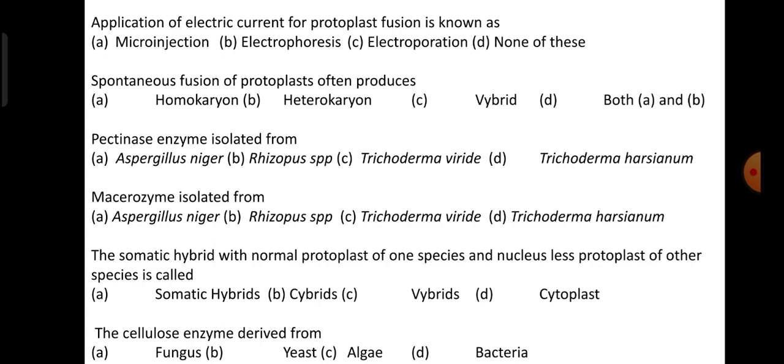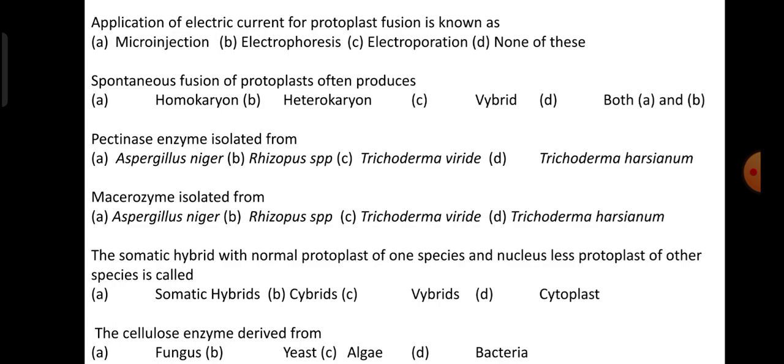Spontaneous fusion of protoplasts often produce, options homokaryon, heterokaryon, hybrid, both A and B. Answer is A and B, because by spontaneous fusion of protoplasts, either it may give homokaryon or heterokaryon, that means similar fusion or differential kind of fusion. Next question, pectinase enzyme is isolated from Aspergillus niger. This is a straight question. Macerozyme is isolated from Rhizopus species.